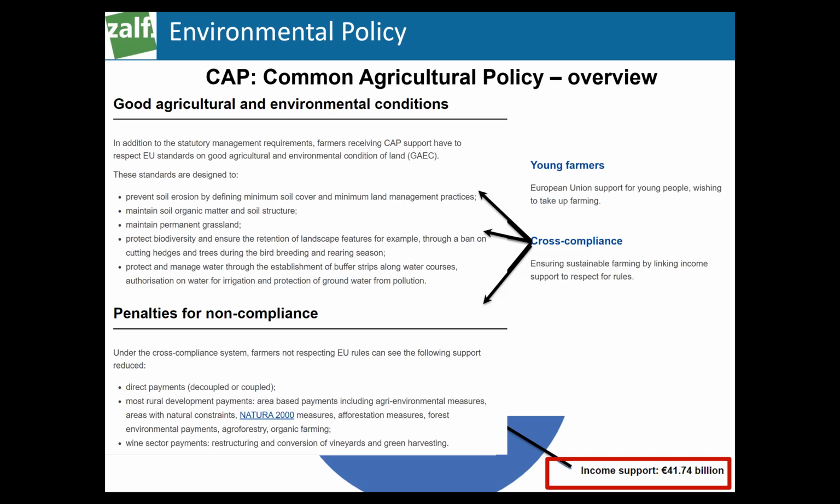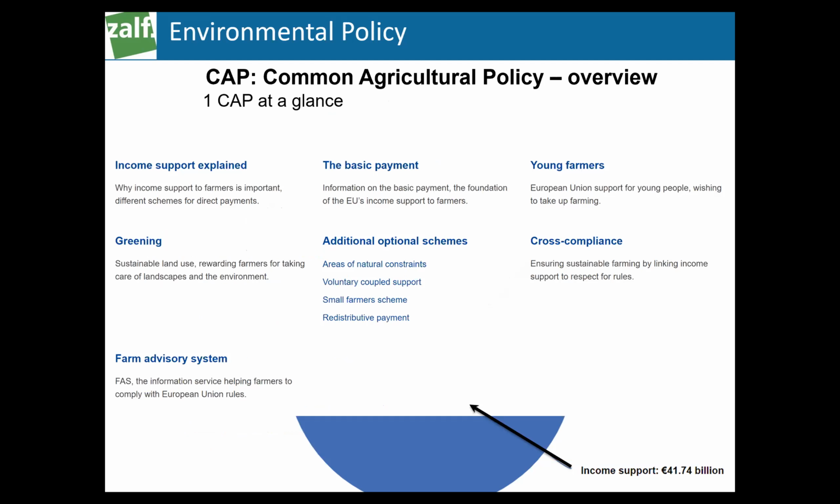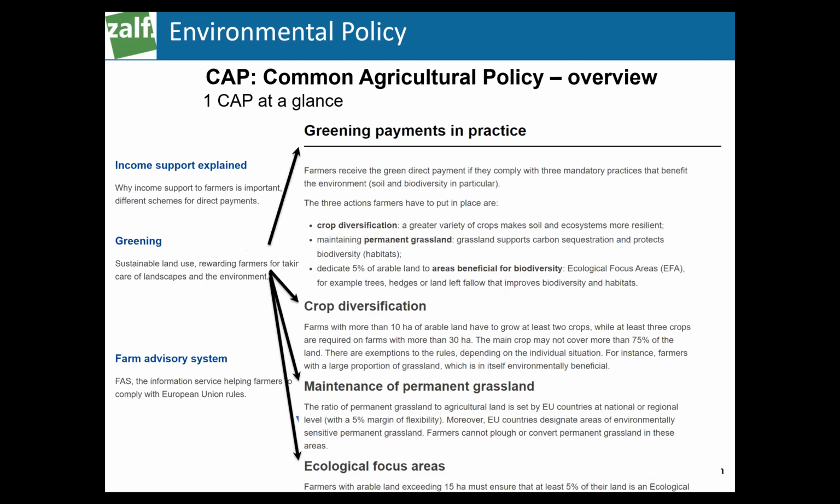And there are penalties for non-compliance. Direct payments can be cut. Most rural development payments can also be cut if you do not comply. And the wine sector payments, restructuring and conservation of vineyards, and green harvesting. You have certain levels where you have a reduction or a complete abolishment of premiums if you do not comply with the rules. Okay? Have you any question to this? No, this is cross-compliance.